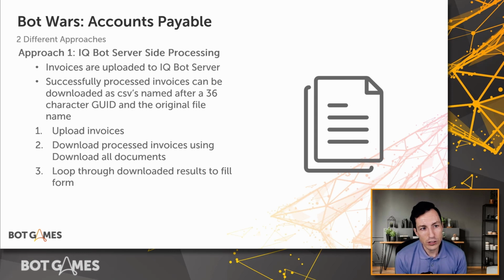So the first is using IQBot server-side processing. And this is the traditional way that IQBot has worked since, at least as long as I've known it, since back to version 10, where you can upload a file to IQBot. IQBot will process that file. Assuming it's a success, you can then download it from the IQBot server, and then it comes to you as a CSV with a 36-character GUID prefixed to the file name, and then you can process it, right?